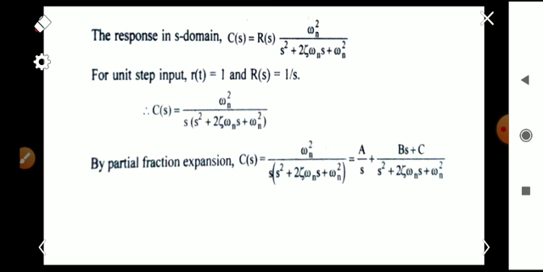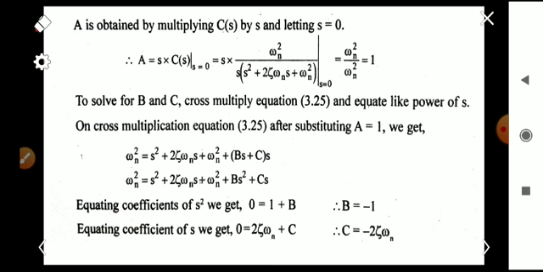Okay, so also we know that we have found the value of a as 1. Just substitute the value of a is equal to 1 in the equation. Okay, so the equation becomes omega n square is equal to a into, that is 1 into, s square plus 2 zeta omega n s plus omega n square, plus bs plus c into s. Okay, that is, you can see here omega n square is equal to s square plus 2 zeta omega n s plus omega n square plus bs plus c into s.